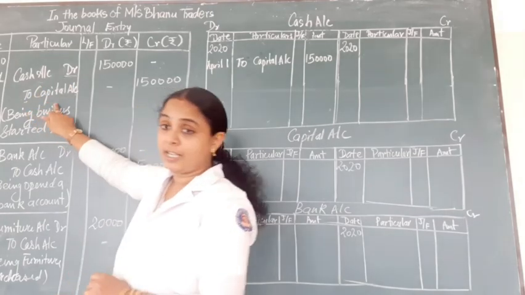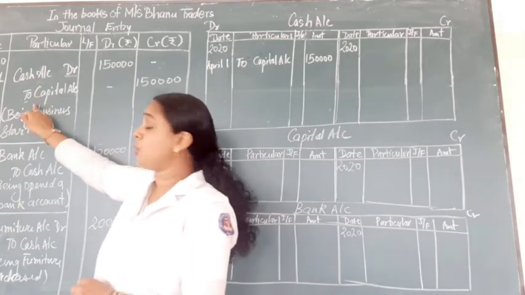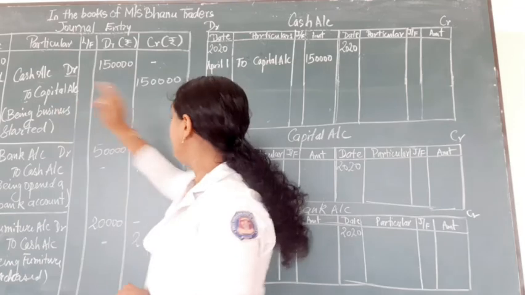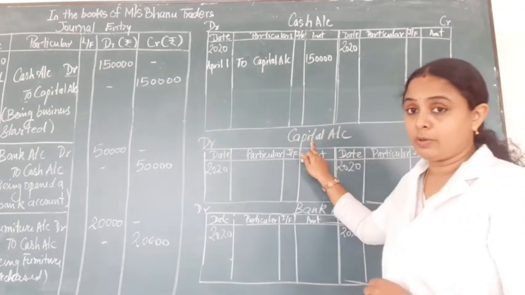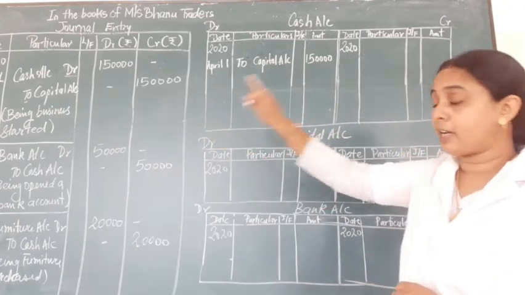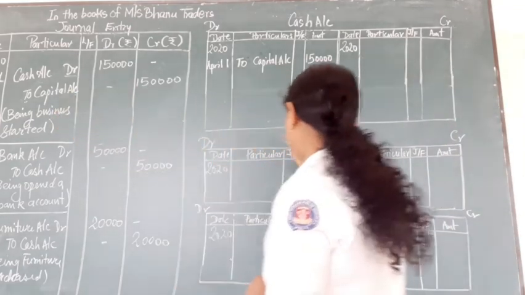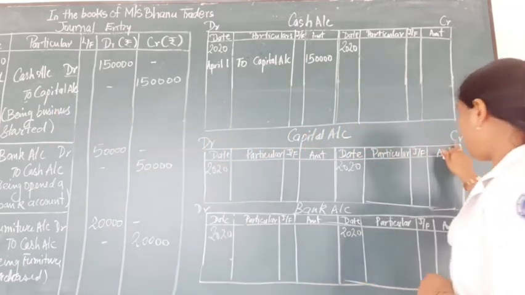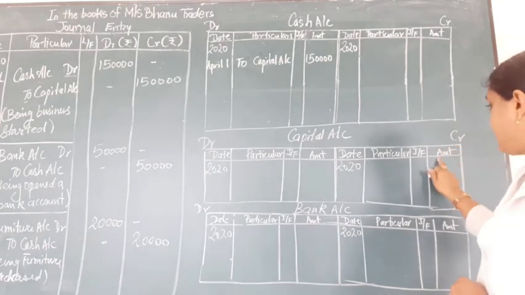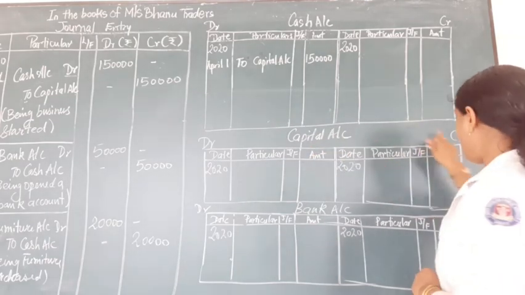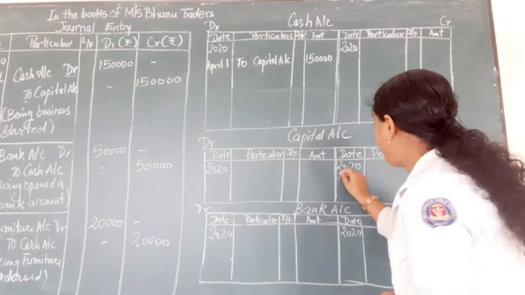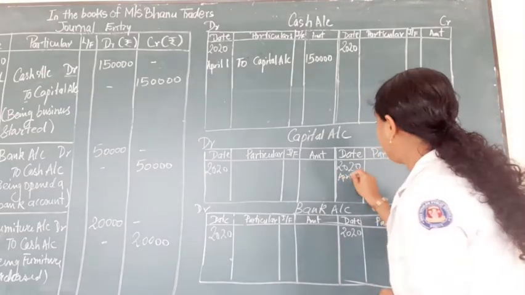Now what about the credit side? Credit side is given to capital. So you also have a capital account. On the credit side, capital is on the credit, isn't it? So you have to make an entry on the credit side of the capital. That is the right hand side. So capital account credit side, April 1.